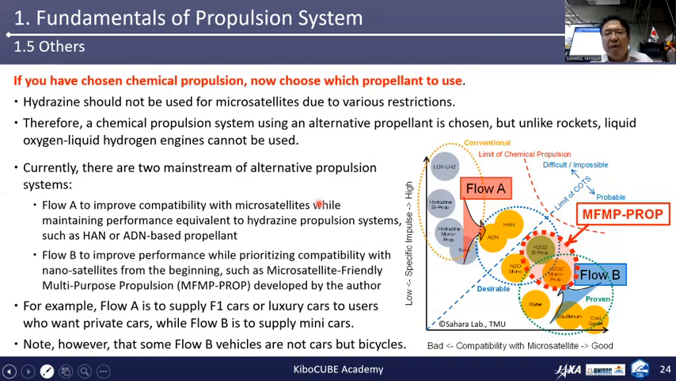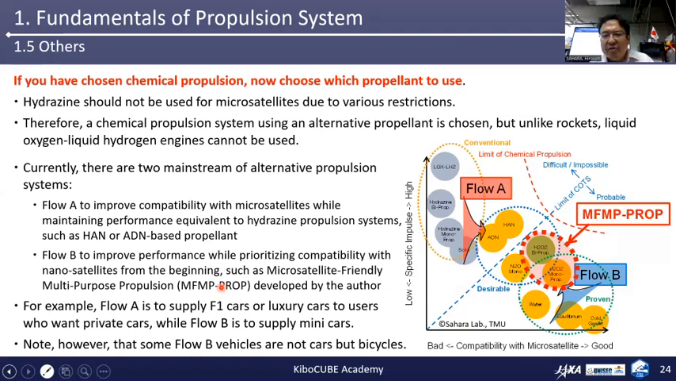If chemical propulsion is chosen, the next important question is, which propellant to use? Hydrazine was certainly a good propellant, but it was often deemed inappropriate for use in microsatellites. That's why low toxicity propellants are getting so much attention now.